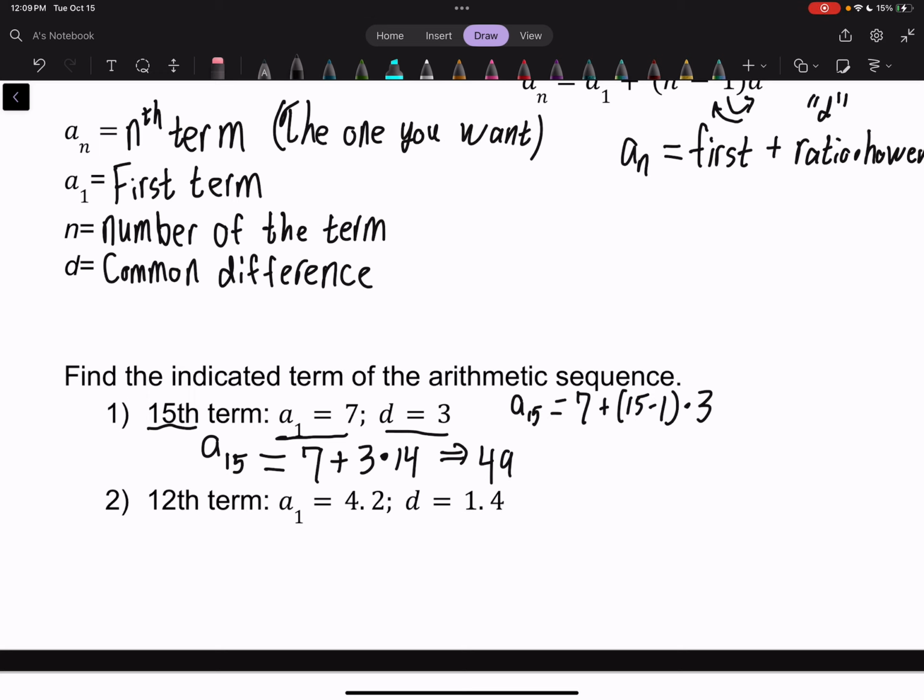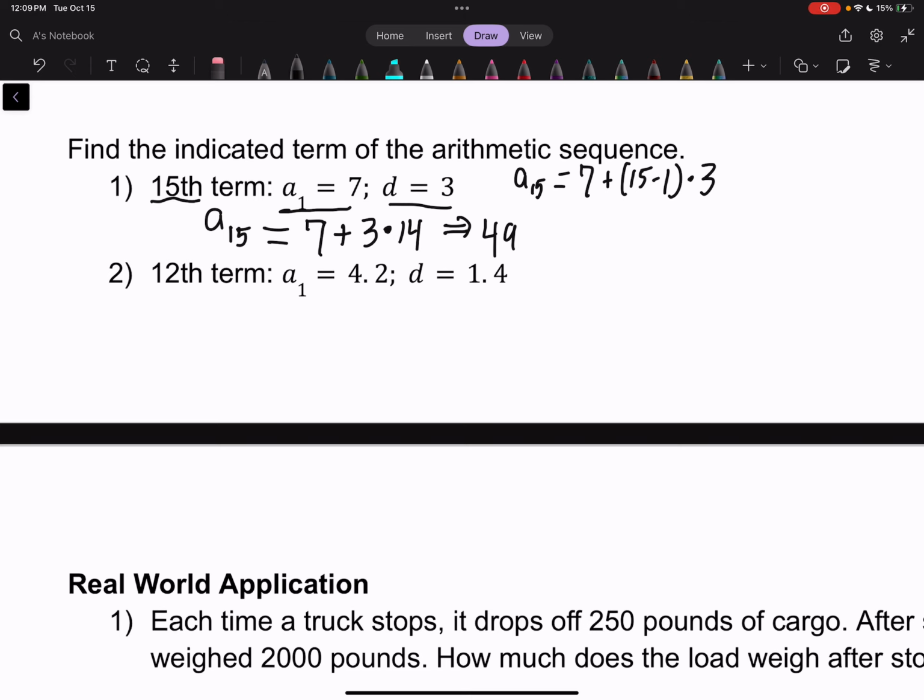I encourage you to pause this video and try number 2 for yourself. Okay, here's number 2. First term plus common difference times 11, the number of terms after the first term. I'm going to get 19.6 as an answer.